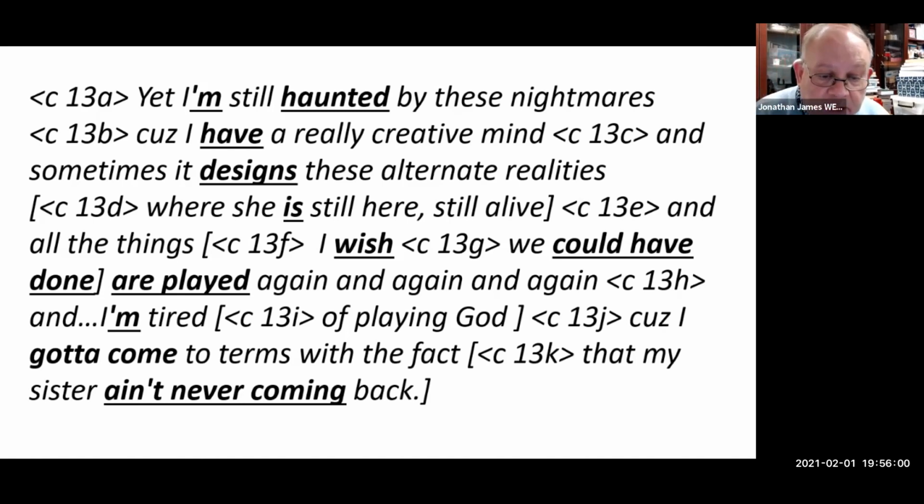13H, and I'm tired of playing God. Object of the preposition. It has a prepositional phrase, but it's a clause, all right? Treat it as embedded. Because I gotta come to terms with the fact, what's the fact? That my sister ain't never coming back. Embedding. There's lots of embedding here. Yes, it's much more complicated than anything we've seen so far.